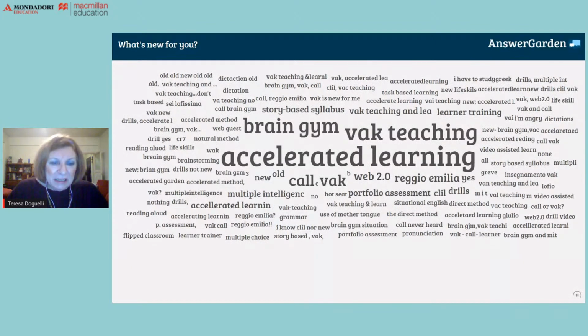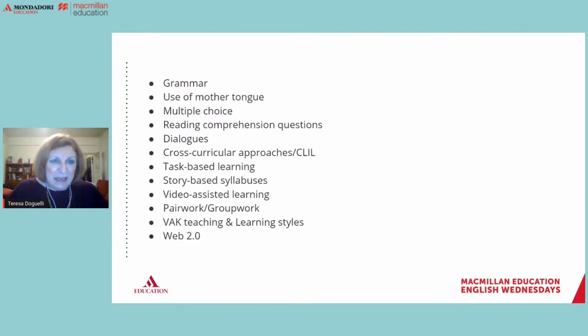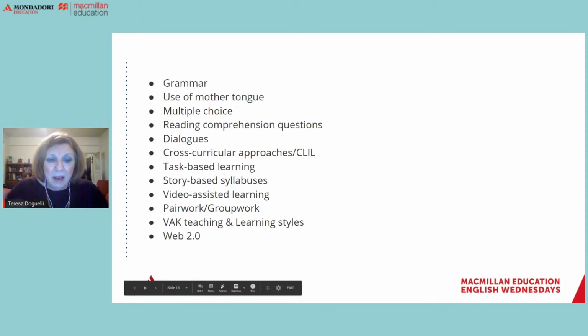That gives me an idea. Multiple intelligences I can see up there as well. Yeah, a lot of us know about it, but we don't always know how to use it. Although many of these ideas are integrated in our course books. Certainly with our Macmillan course books, all of these are integrated. As I say, we approach eclectically.